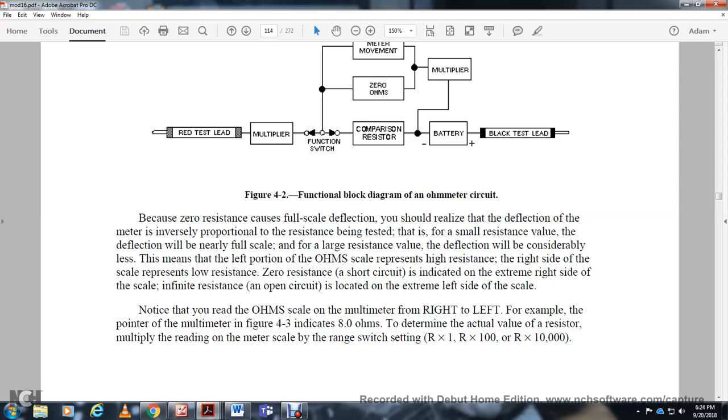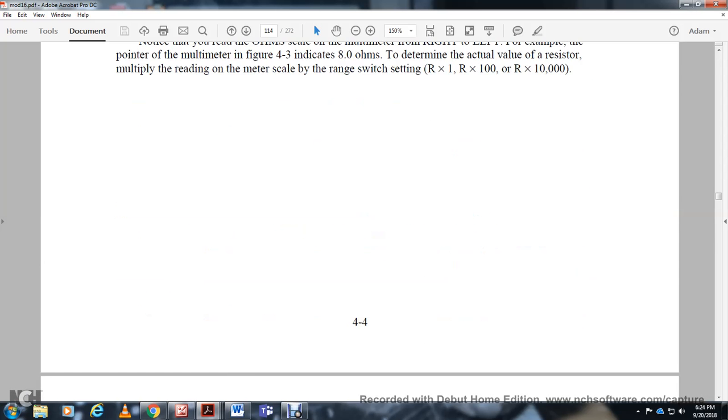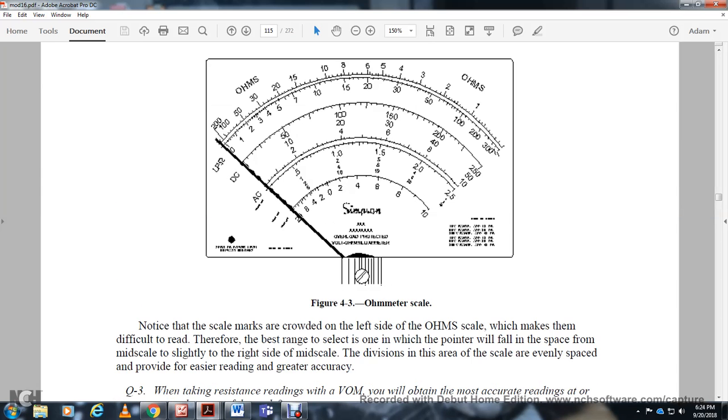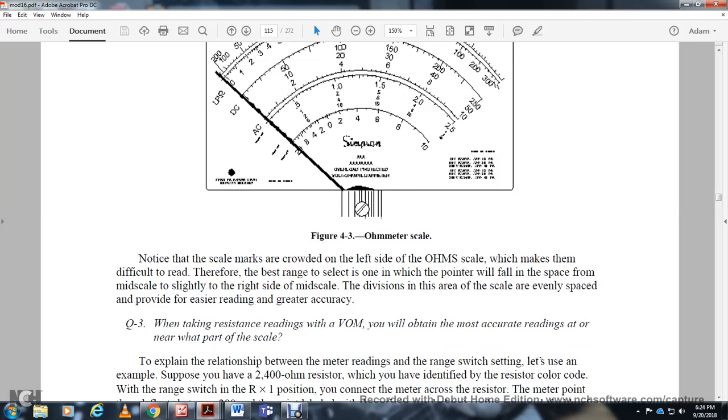Note that you read the ohm scale of the multimeter right to left, as in the example of the multimeter in figure 4-3. To determine the actual value of the resistor, multiply the reading of the meter by the range switch setting: R times 1, R times 100, R times 10,000. On the figure 4-3 ohm meter scale, note the scale marks crowded at the left side of the ohm scale, which makes it difficult to read. The best range to select is the one where the pointer falls in the space between mid scale and slightly right of mid scale. The divisions in this area of the scale are evenly spaced, providing easier reading and greater accuracy.